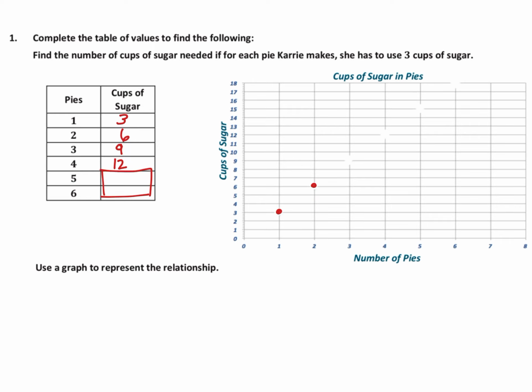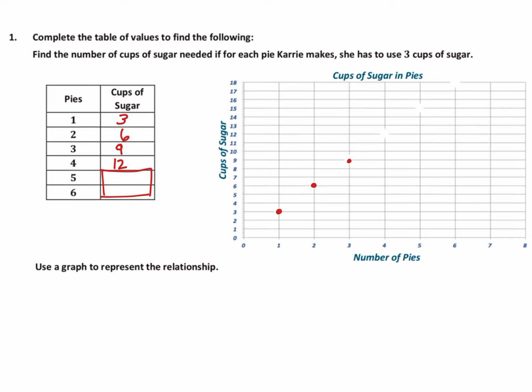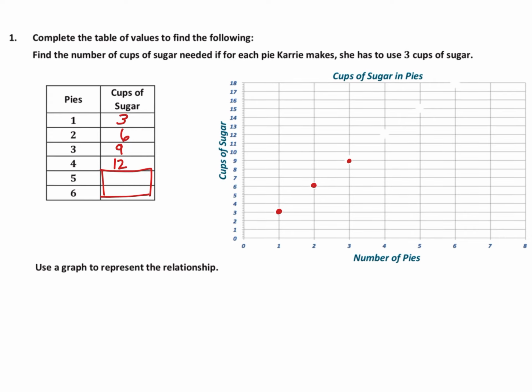Then for 3 pies, we're going to count up 9 spots and put our point. For 4 pies, we're going to count up to 12. For 5 and 6 pies, you are going to fill in those, so make sure you add those 2 points as well.